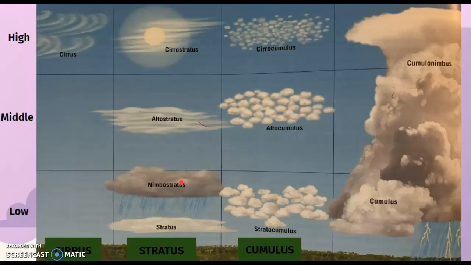So we just looked at stratocumulus clouds. Those are low in the sky. Altocumulus clouds, those are in the middle sky. And cirrocumulus clouds, those are high in the sky.